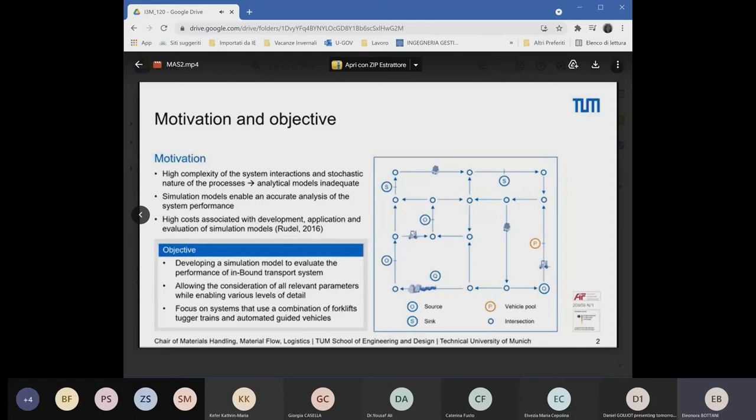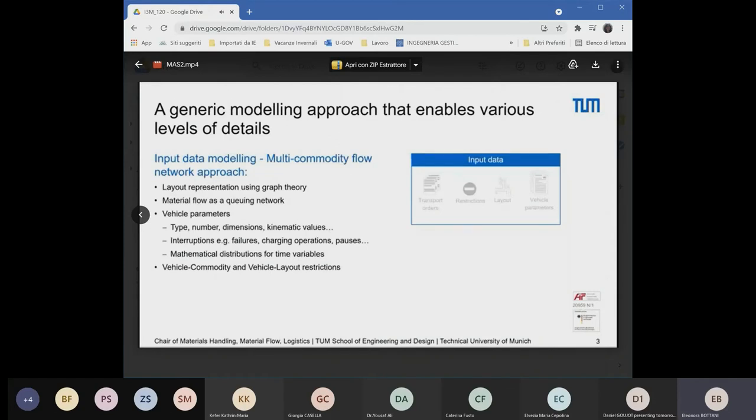In this work, we focus on systems that use a combination of forklifts, tugger trains, and automated guided vehicles, as you can see here in the figure. The considered transport system can be viewed as a multi-commodity flow network. It consists of a set of commodities that need to be transported with some vehicles through a network. The layout of the plant is modeled as a directed graph. The nodes have specific positions and represent sources, sinks, or intersections. The edges or arcs represent a directed path between a pair of nodes and have some properties such as width, maximal allowed height, etc.